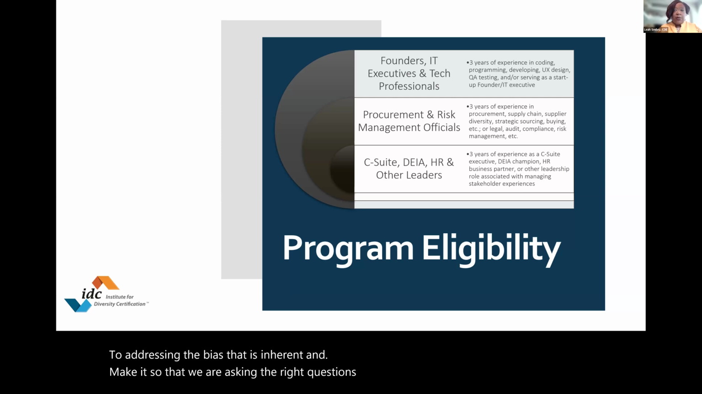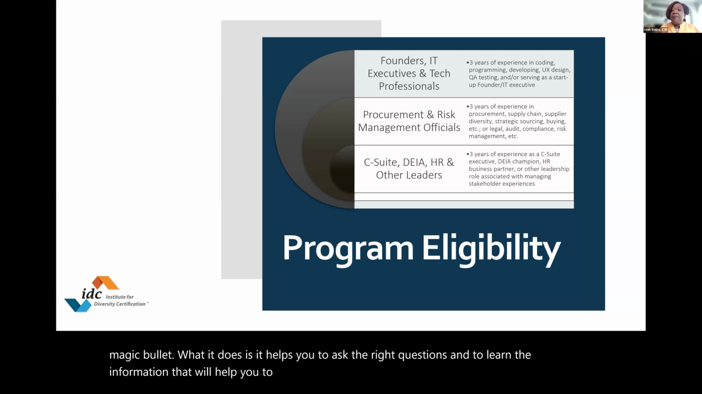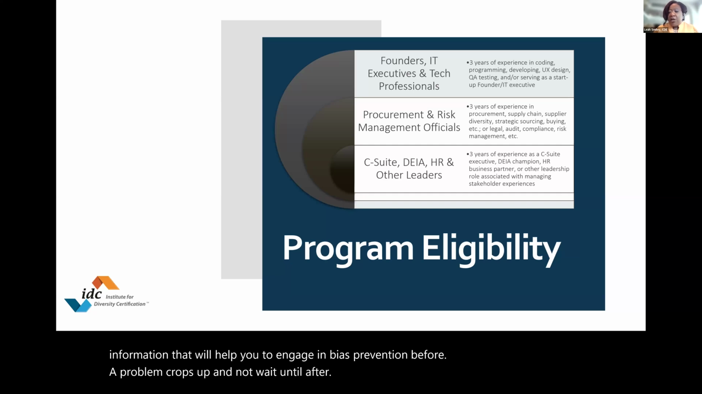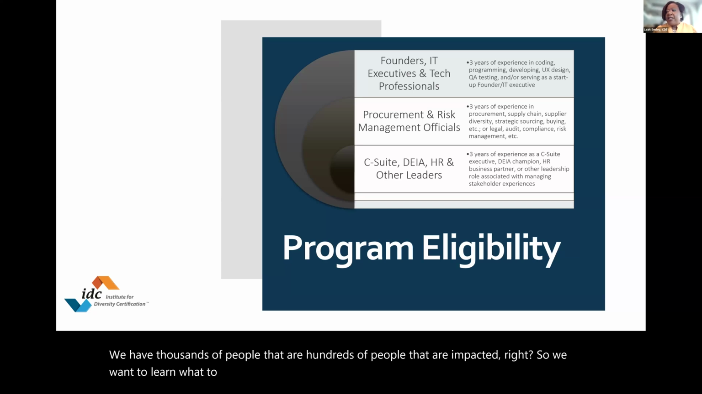Again, this program is not going to be a magic bullet. What it does is it helps you to ask the right questions and to learn the information that will help you to engage in bias prevention before a problem crops up, and not wait until after we have thousands of people, or hundreds of people, that are impacted, right? So we want to learn what to do when bias is found and really be able to take the steps to remove the bias. And again, it is a technical program.